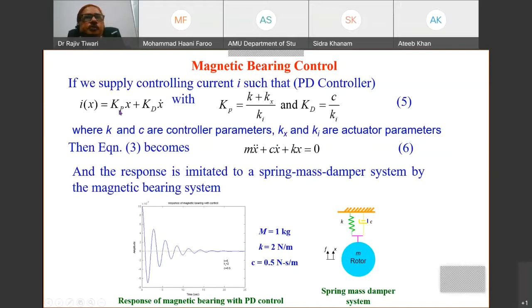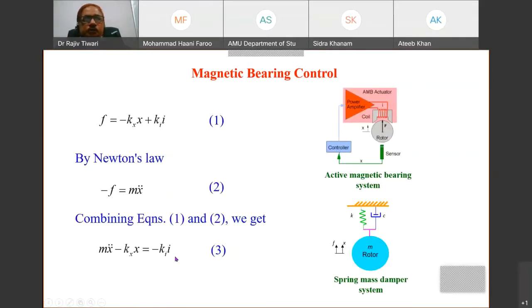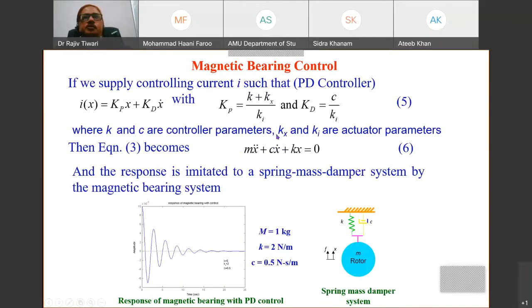If we substitute this I in the previous equation and rearrange it, we will get an equation something like this. And you see, this is a very familiar equation: M x double dot plus C x dot plus K x is equal to 0. C and K, we have chosen as parameters here, so they are appearing like this. And we know that this is nothing but the equation of motion of a spring mass damper system like this. And this system, if we disturb it, we know that after some time it gets stabilized.